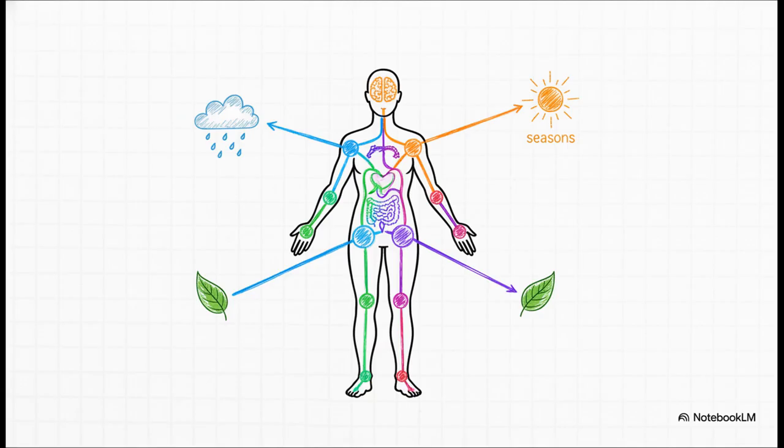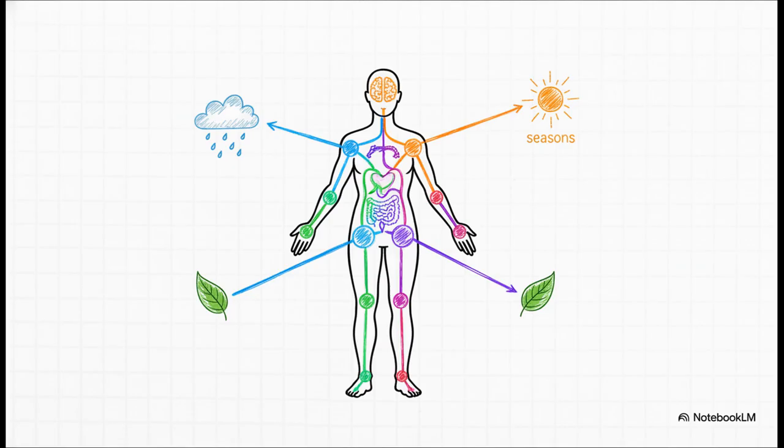And notice the environmental inputs there. Meridians act as a direct interface, allowing your internal body to react to external environmental changes. It perfectly explains why your joints might suddenly ache right before it rains, or why your mood and energy completely shift when the seasons change.